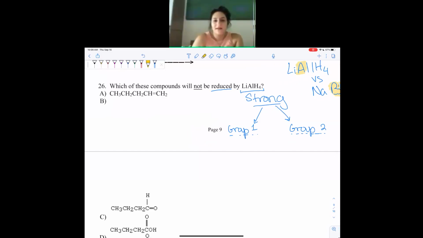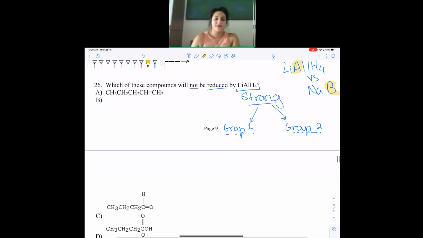So at this point, we know that it's a strong reagent. It's going to be able to reduce both groups. And remind me, what kind of molecules make up group 1? Heteroatoms is a guess.